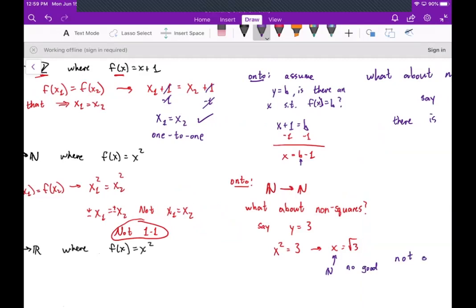So this is not onto. Because I would need a natural number to go in, and I need that natural number to be the square root of 3, which of course can't happen.